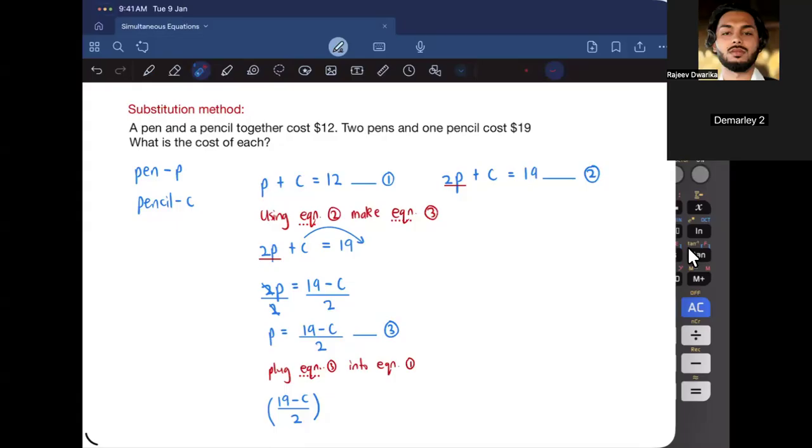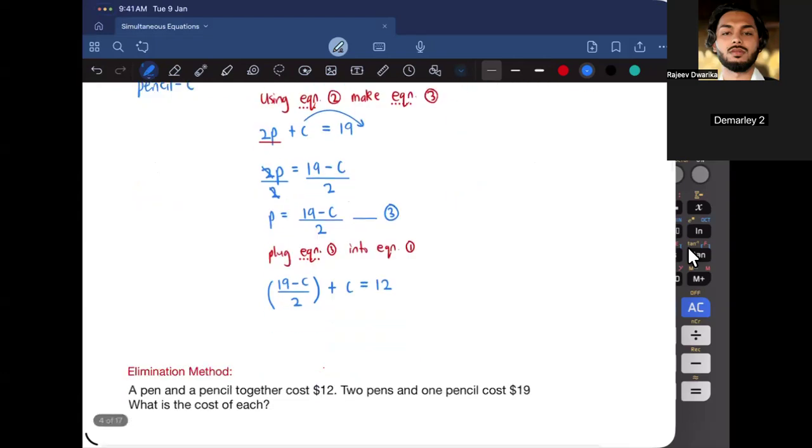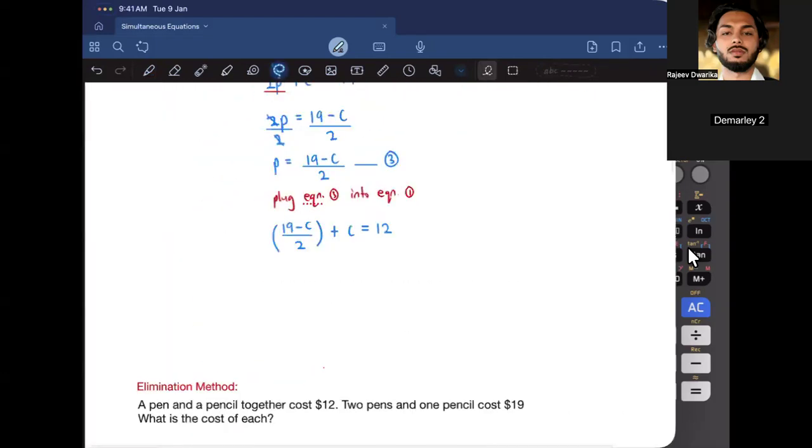Wait. What is p equal to? Oh shoot, sorry. It should be plus c equal to 12 now. Because this whole thing is p. Yeah, that whole thing is p, right? Plus c is equal to 12. Things looking a little complicated here, things looking a little tough. But don't get scared, it's not hard.